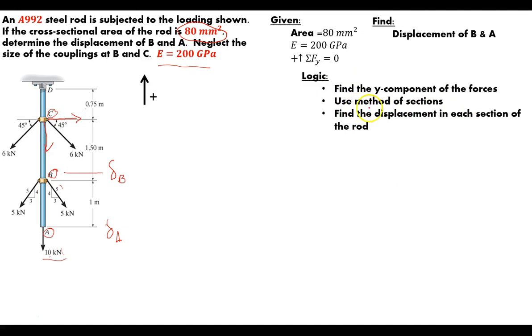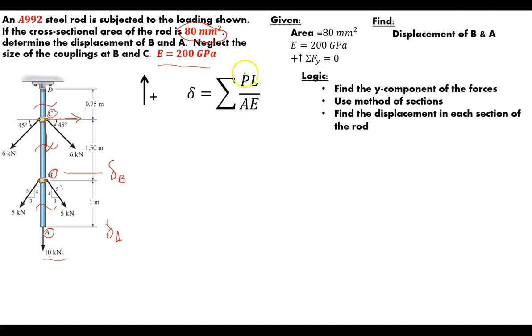So first thing I have to do is make sure I understand that. I'm going to have to use the method of sections, because I'm going to have to figure out the internal reaction or load going on in each one of these segments. That's going to help me know what type of load is reacting in each one of these segments, so now I can start to figure out a little bit more about what the displacement's doing. And then from there, I will finally be able to find the displacement in each section of the rod. So that's my logic. Get the y components, and those are the forces. Use the method of sections in order to understand the internal reactions, and then finally get the displacement.